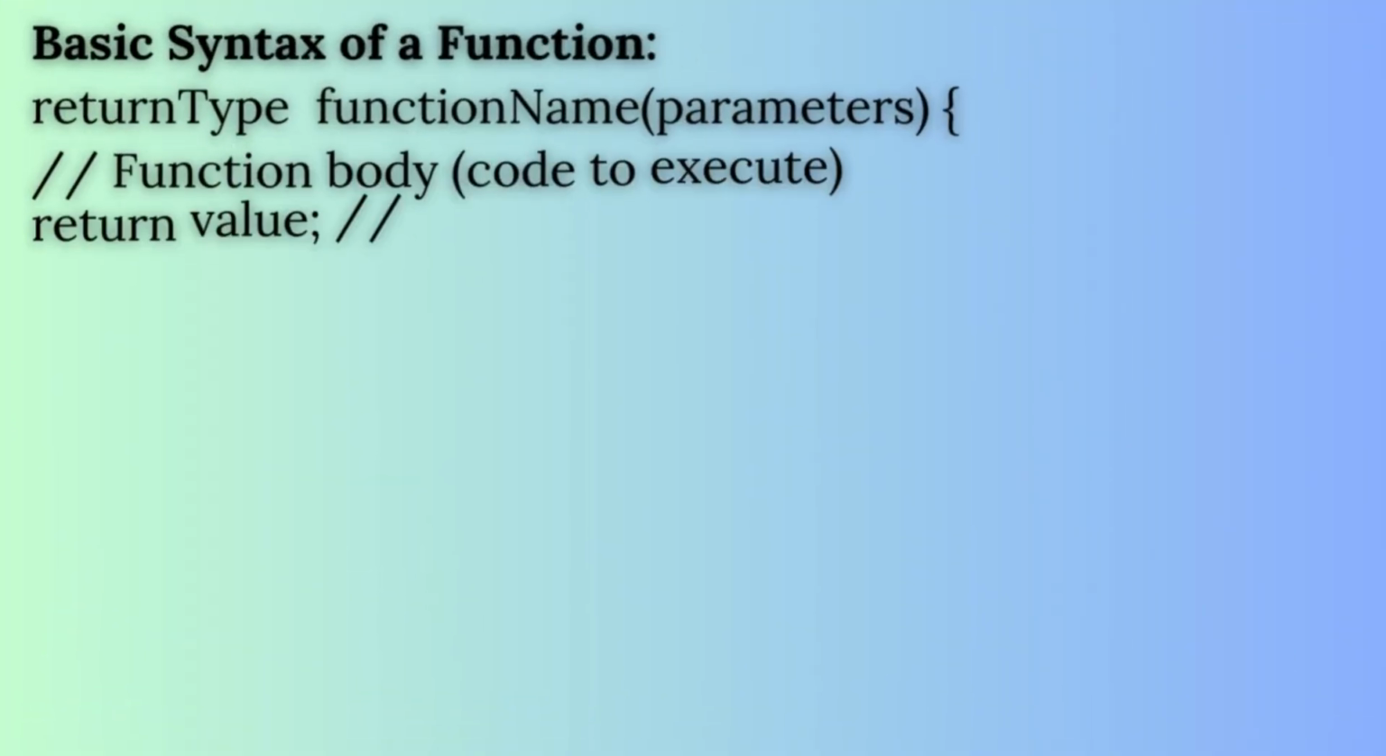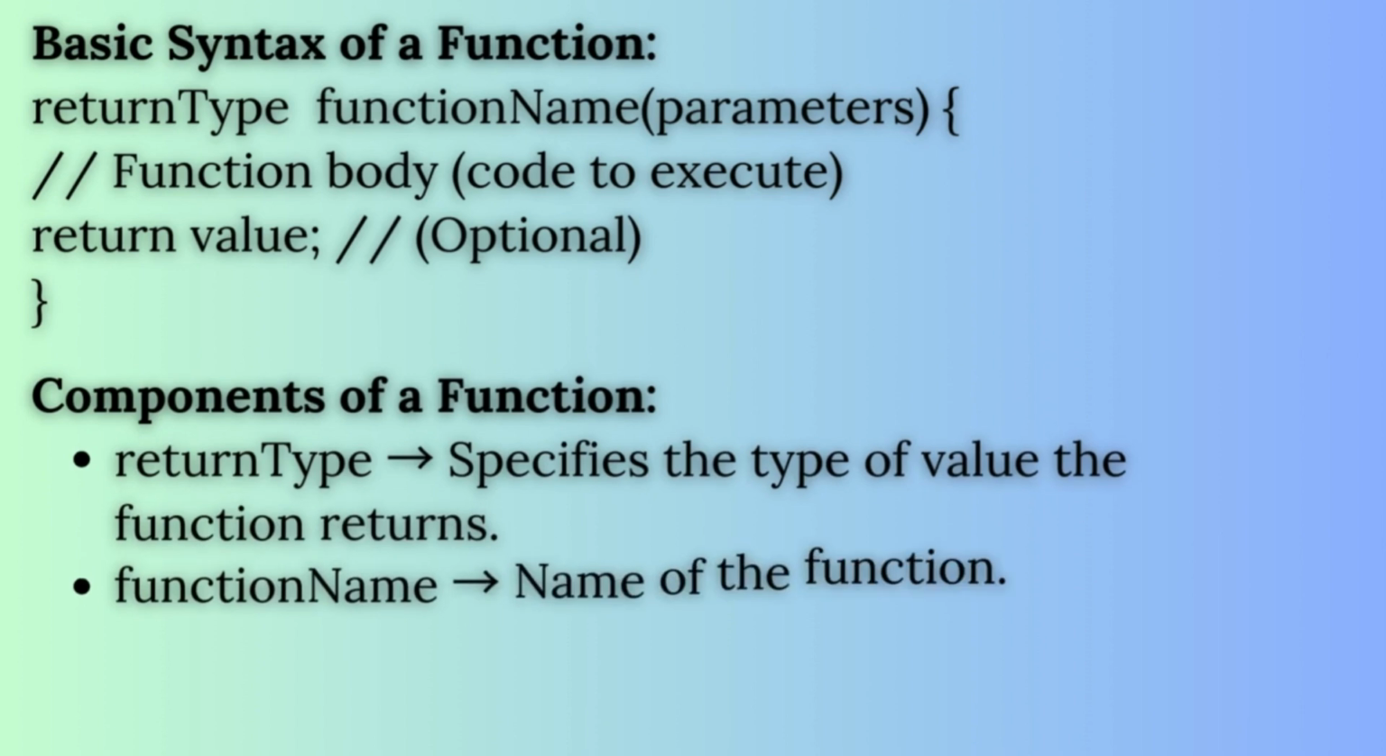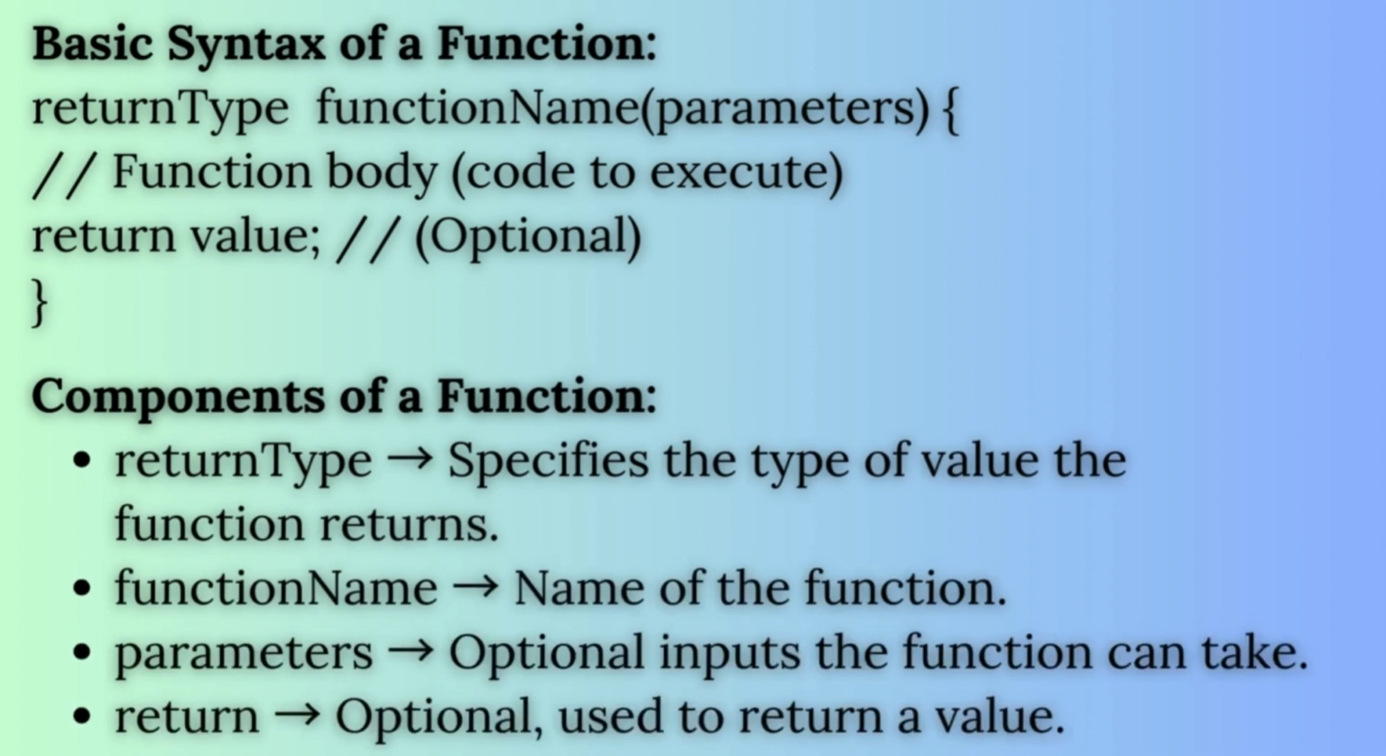A function has a specific structure. First, we define what type of value it will return. Then, we give it a name, and if needed, we provide inputs called parameters. Inside the function, we write the code that performs a task. If required, the function can also return a value.